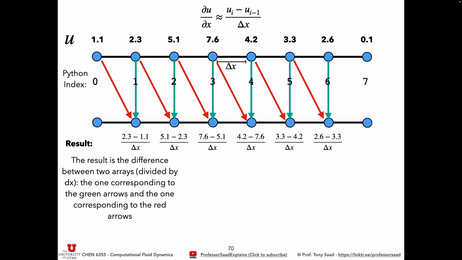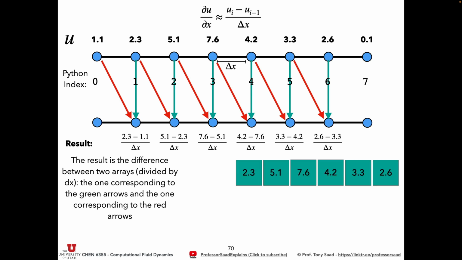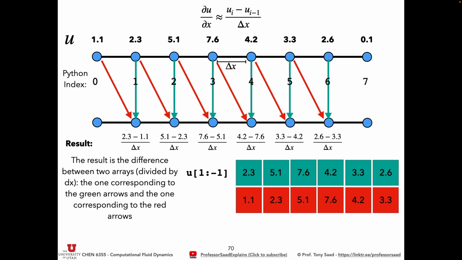And divide by delta x, you're going to get this result. If you think about it, you get all the green numbers in this array, and that's only a view of the full array up there, which is u of 1 to minus 1. So it gives you this subset of numbers, right? The numbers that correspond to the red arrows, you're going to start from 1.1 all the way to 3.3, right? Now, when you take the difference of the two, what do you get? You get 2.3 minus 1.1, 5.1 minus 2.3, 7.6 minus 5.1, 4.2, and so on. And that's how I built that stencil last time, okay?